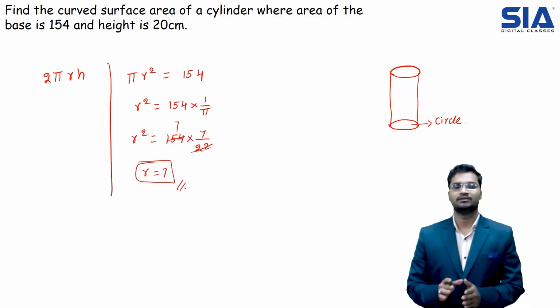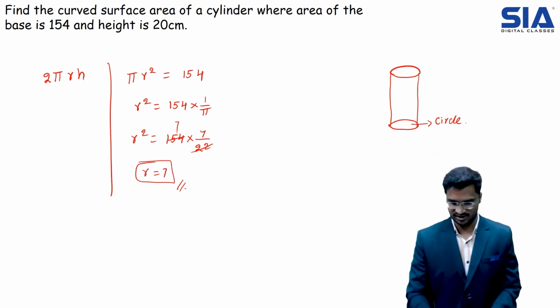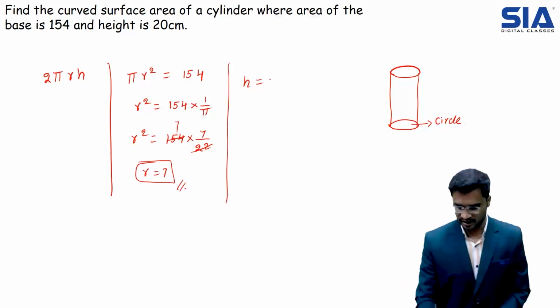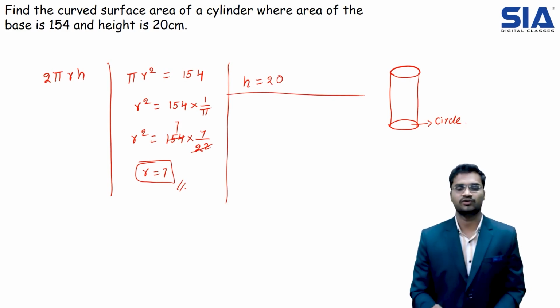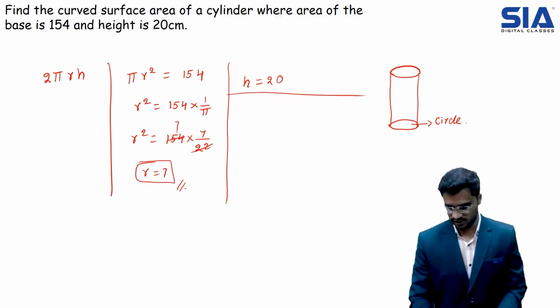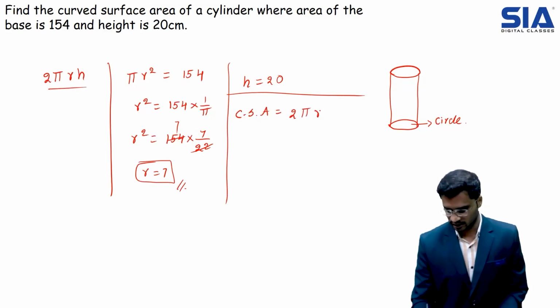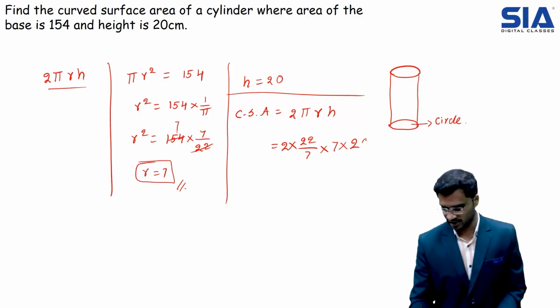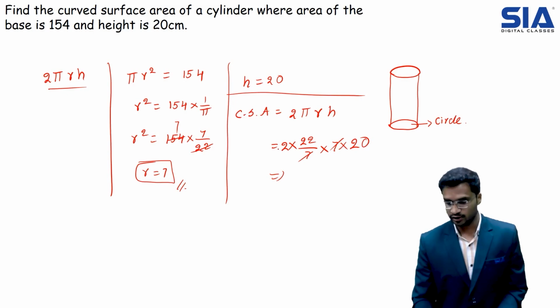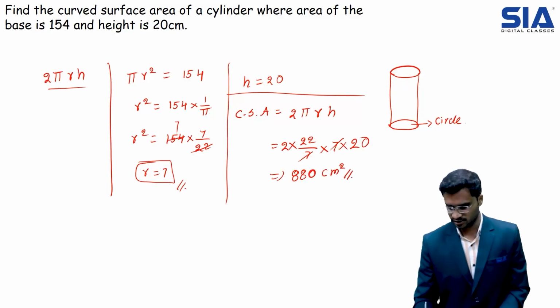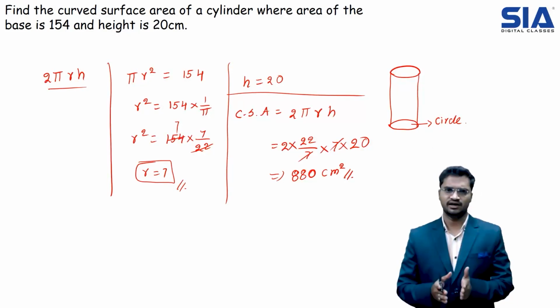So the radius of that particular cylinder or that particular circle is 7 centimeters, and he has given the height. Height is 20. What should we find? We have to find the curved surface area of the cylinder. So CSA is nothing but 2 pi rh. So 2 into pi is 22 upon 7. Radius is 7. Height is 20. So 7 gets cancelled. 22 into 2 is 44. 44 multiplied by 20 is 880. So our answer is 880 centimeter square. So the curved surface area is 880 centimeters square.